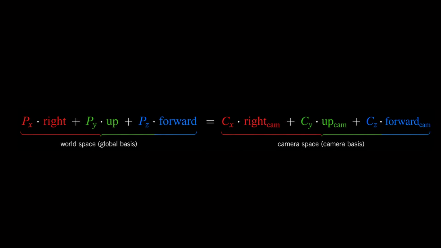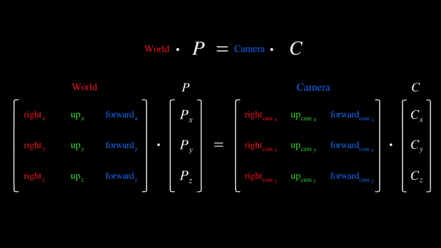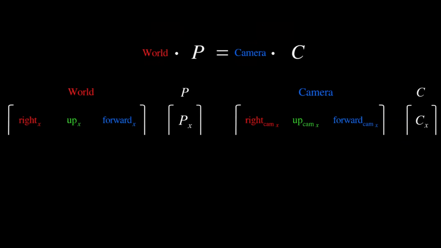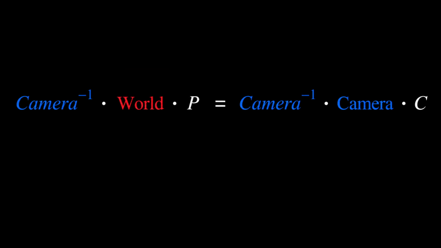Before we do that, let's write the world space equation in a more familiar form. This expression can be expanded component by component. This is simply a system of linear equations, and a system of linear equations can be written as a matrix multiplication. Our goal is to find C, the coordinates of the point in camera space. To isolate C, we need to remove the camera matrix from the right side of the equation. Matrices do not support division, so instead we multiply both sides by the inverse matrix. We end up with this formula.